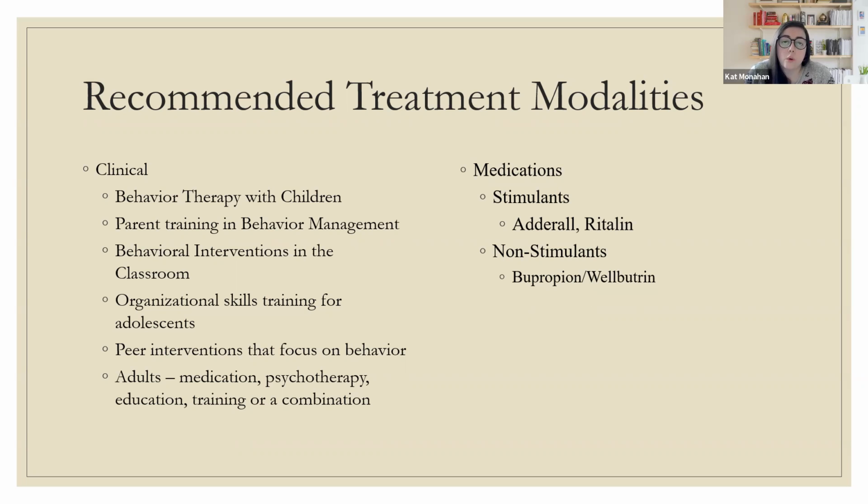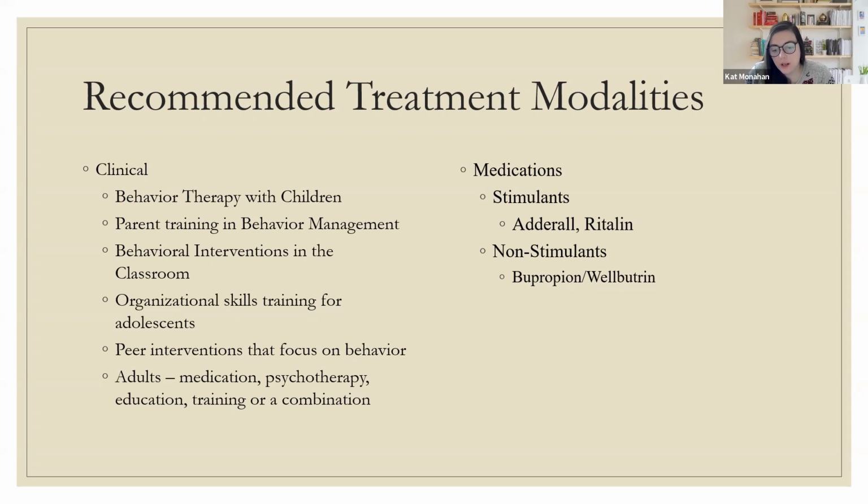So working as a cohesive team with your child's teachers and with their clinician and their psychiatrist, working as a group together is the most effective way to get your kid where you want them to be. For adolescents, they recommend, in conjunction with the previous treatments, organizational skills training and peer interventions that focus on behavior. So they want to include their peers. And for adults, they recommend a combination of medication, psychotherapy, education, and skills training.